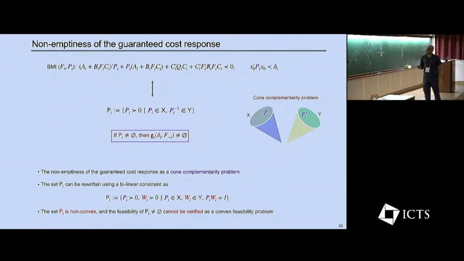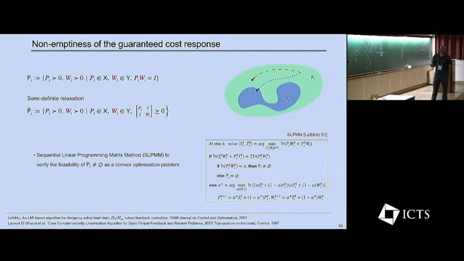Though the characterization of non-emptiness is now recast as a cone complementarity problem, this problem is also non-convex, because I can rewrite this set equivalently by lifting it to one more dimension. We have a bilinear constraint, Pi times its inverse equal to identity. That means I cannot verify the non-emptiness as a convex feasibility problem, but we can do a semi-definite programming relaxation. Basically I can relax the set Pi to Pi bar.